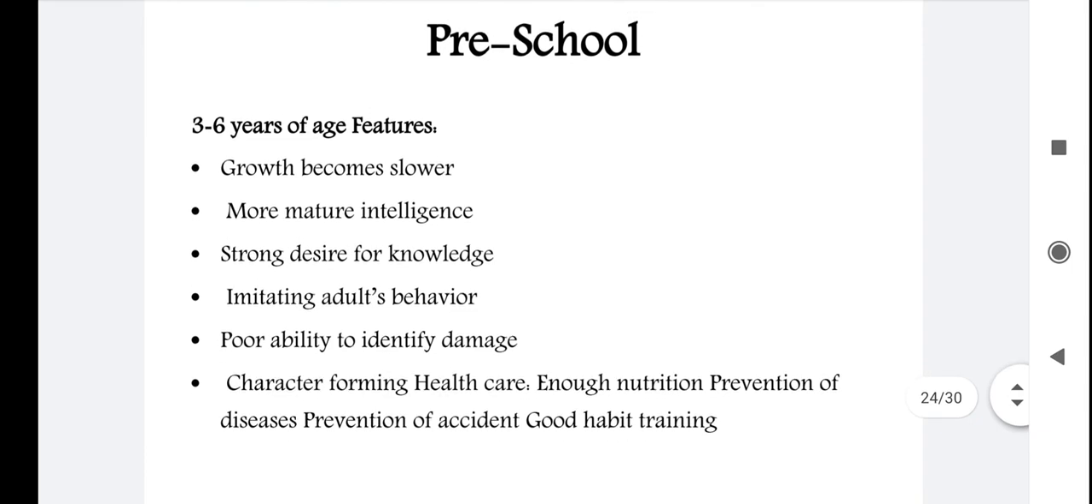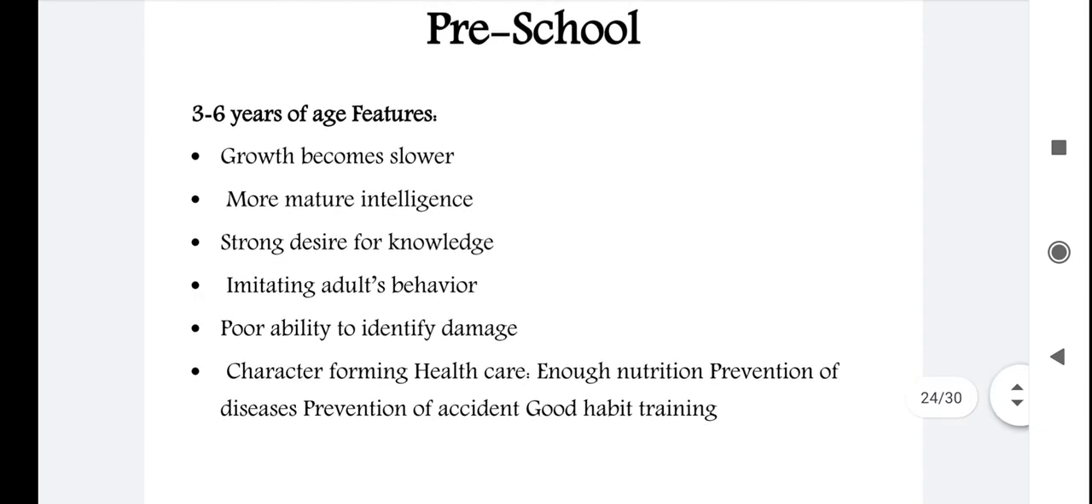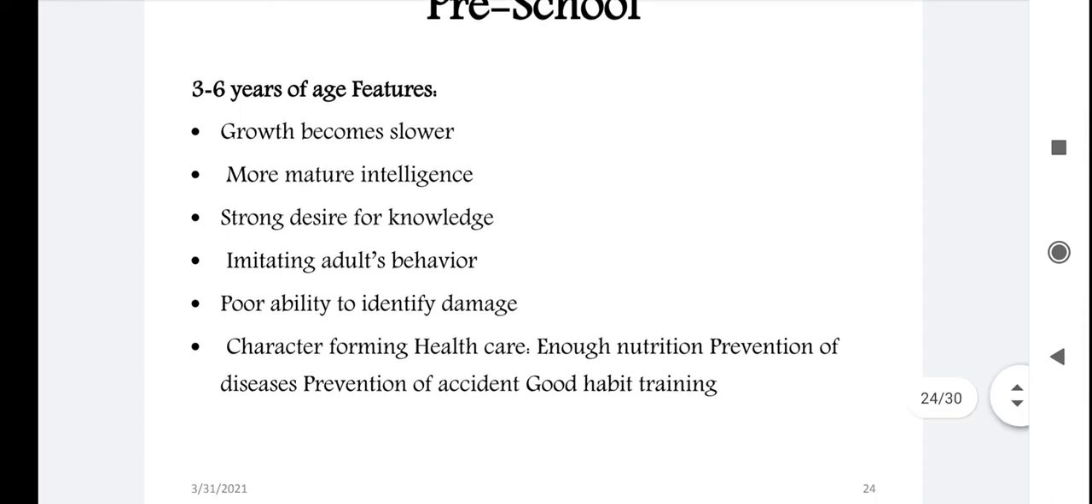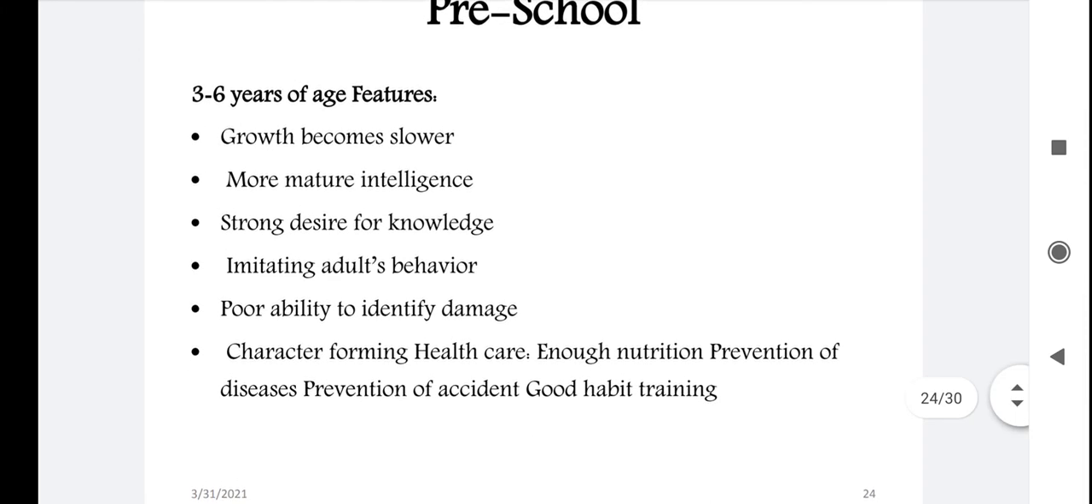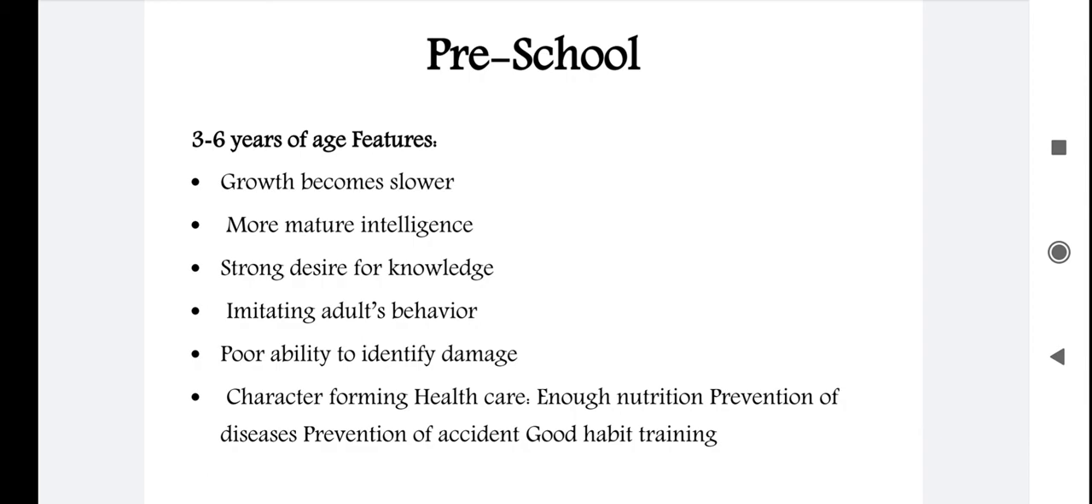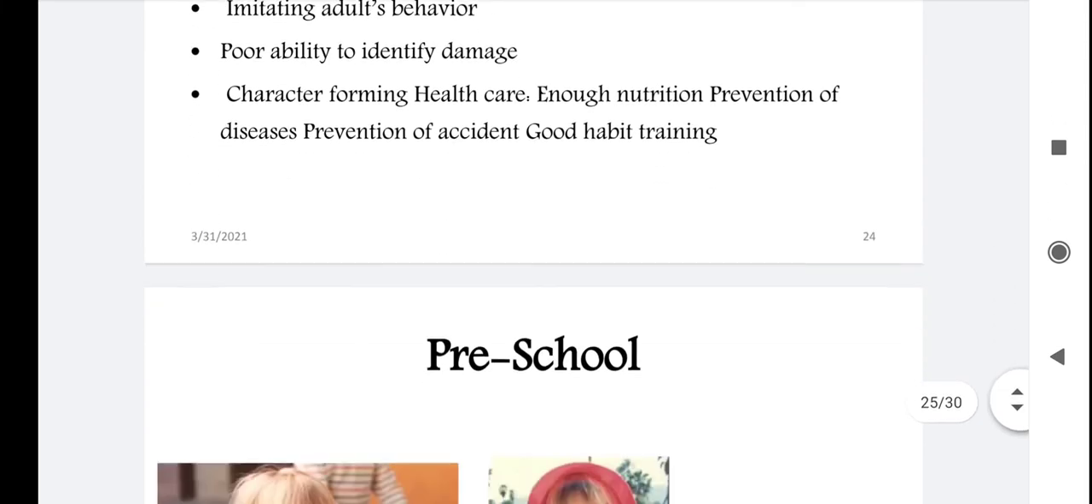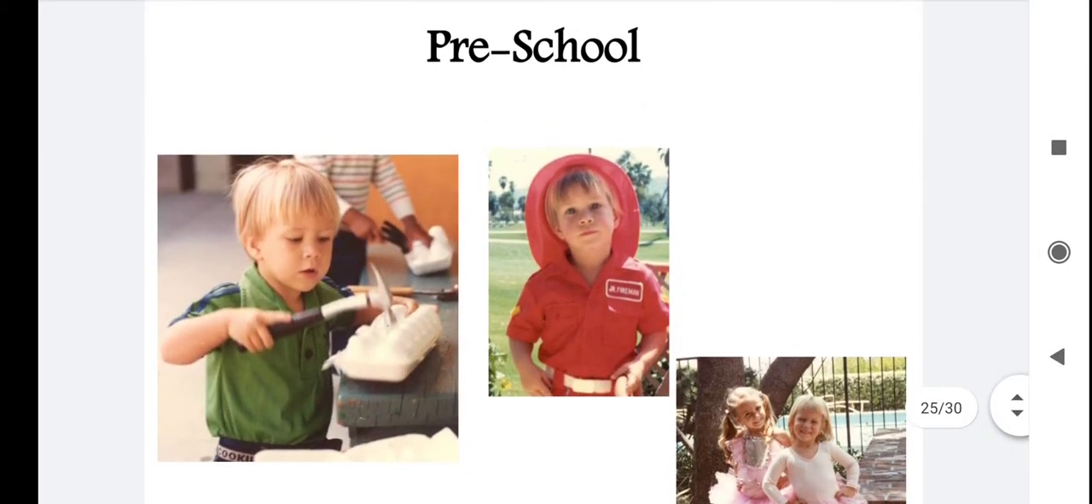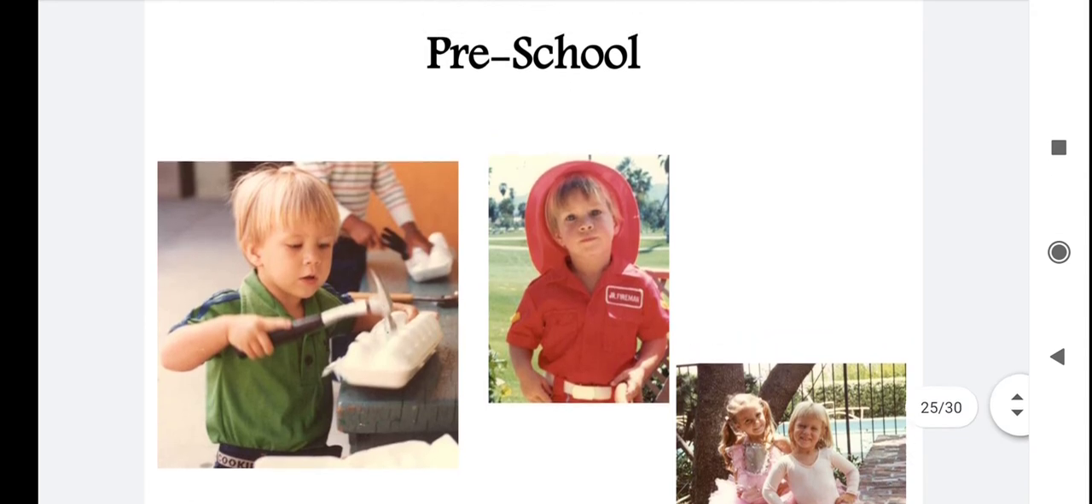Preschool. This is the period from 3 to 6 years of age. The features are growth becomes slower, more mature intelligence, strong desire for knowledge, imitating adult behavior, poor ability to identify damage, character forming. Health care needed: enough nutrition, prevention of disease, prevention of accidents, and it is a period for training for good habits. This is the image or picture for preschool children.